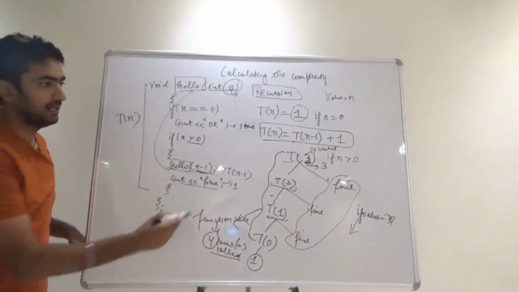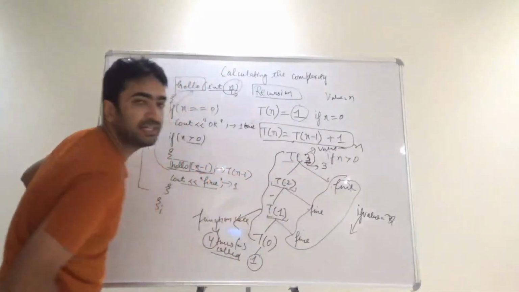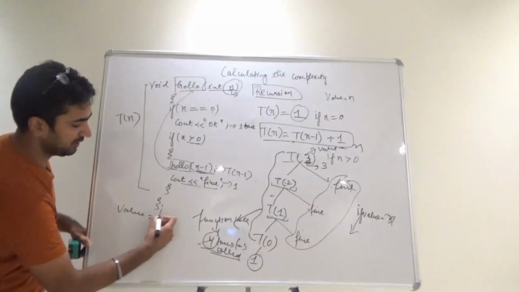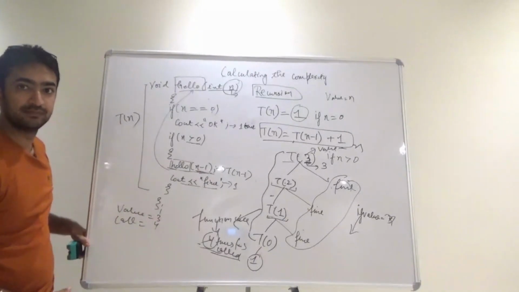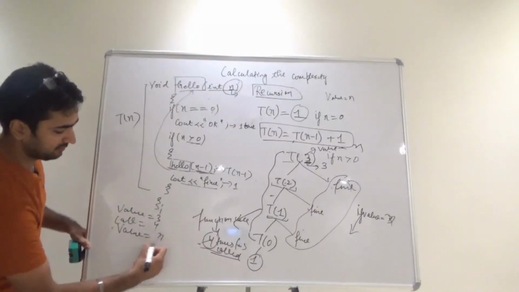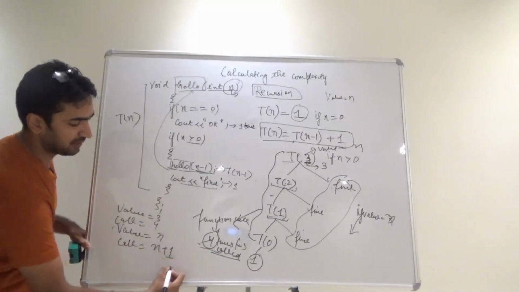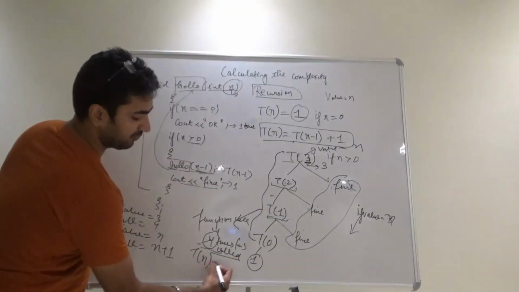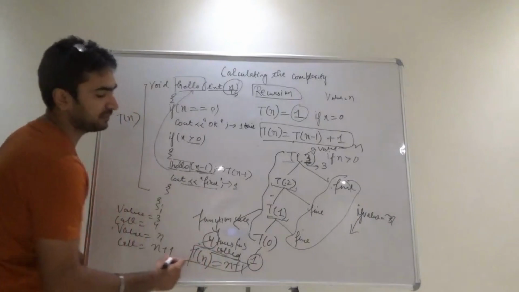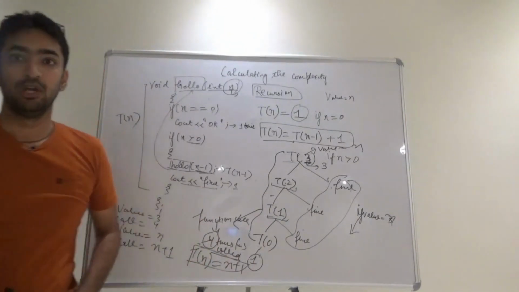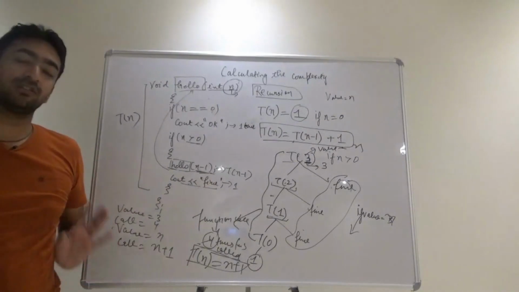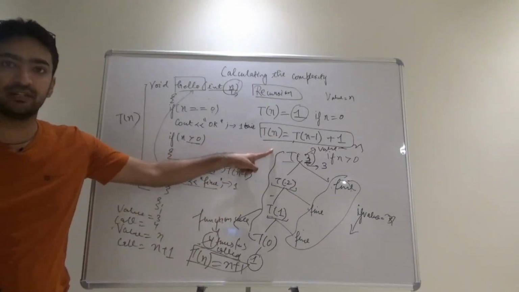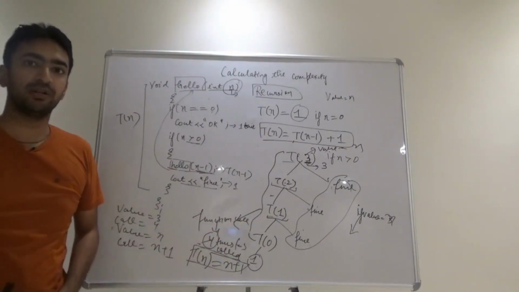So if I have to relate, if value is equal to 3, the call was done 4 times. If value is equal to n, the call would be done n plus 1 times. So the complexity of this code would be n plus 1. This is as per the recursion tree method. Hopefully this part is clear, because we calculated the answer as per the value, and we created a recursion tree out of it, and on the basis of that we calculated the answer.